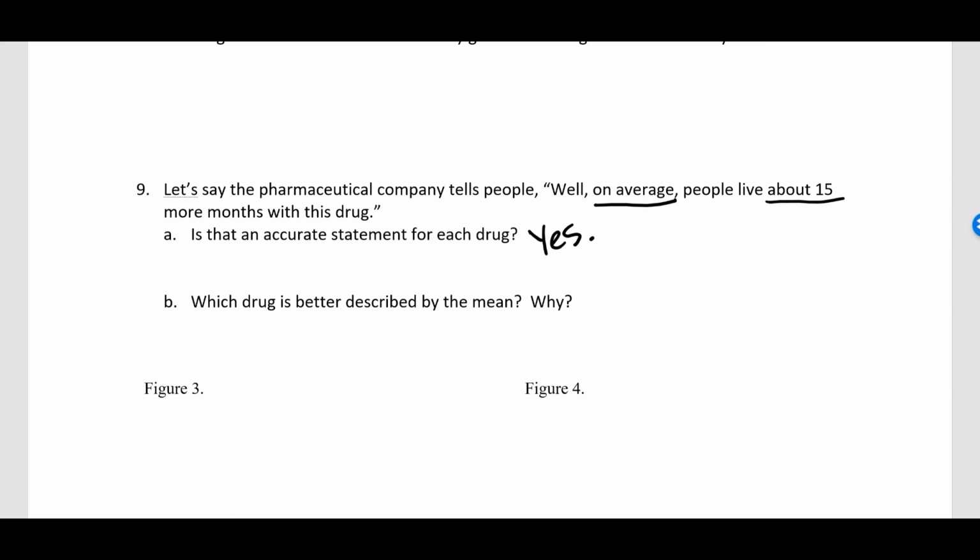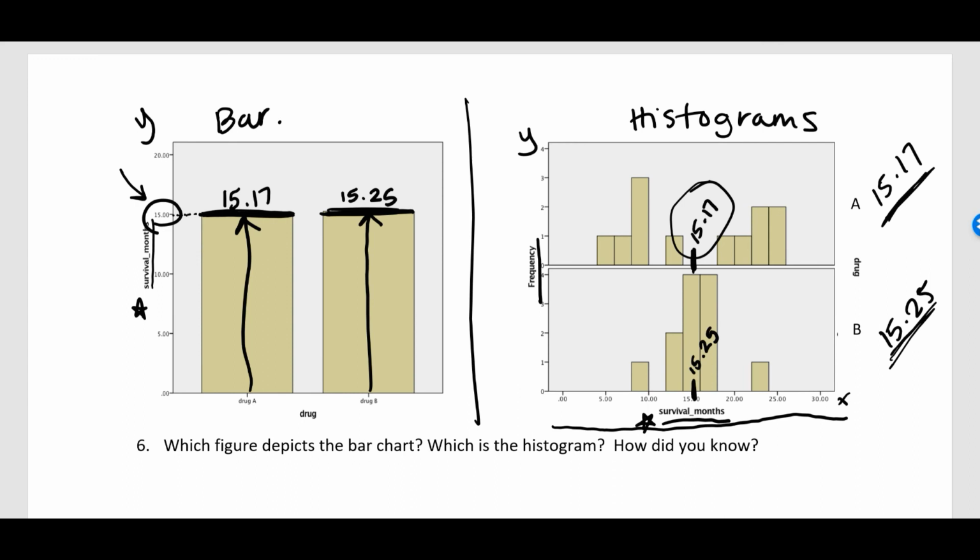Yeah, that's true. However, it doesn't really tell us the whole story, right? It's not super helpful. It is accurate, but it's not the whole story. It's not the most helpful. Now, if we consider which of these two drugs, A or B, is better described by the mean. Okay, so let's go back up to our histogram. Let me clean up a little bit. So, which of these two drugs is better summarized by that mean of 15?